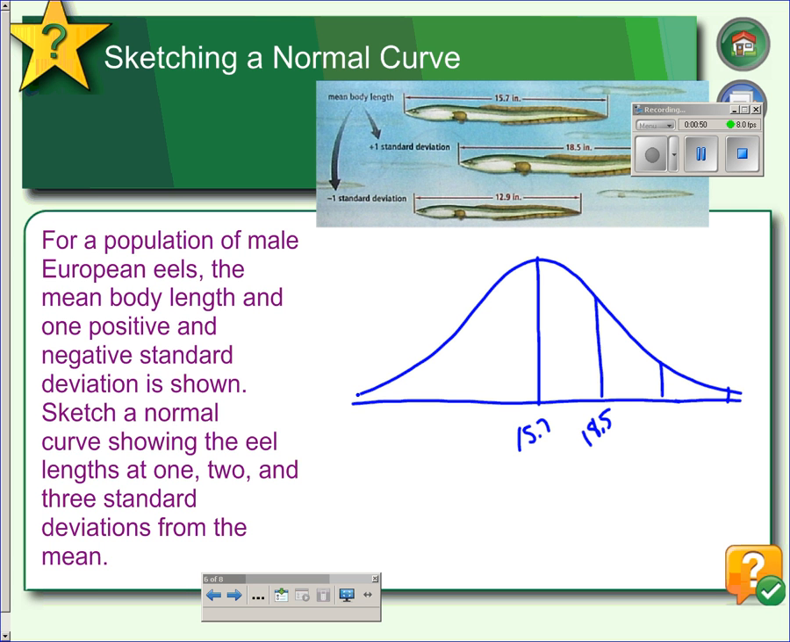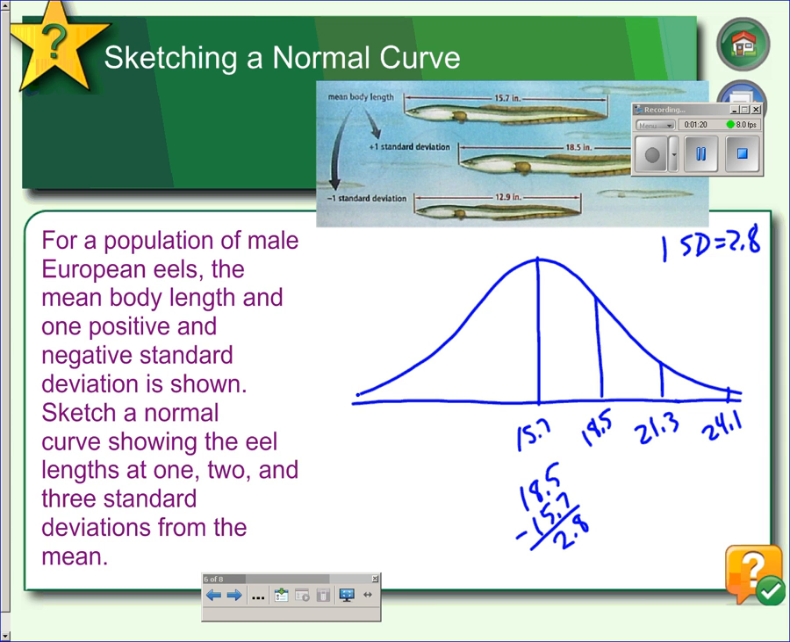So now to get the next standard deviation, we have to figure out the distance between the mean and the first standard deviation. So 18.5 minus 15.7 gives us 2.8. So what we know is one standard deviation is 2.8. So if we add 2.8 to 18.5, we would get 21.3. Adding another 2.8 would give us 24.1.